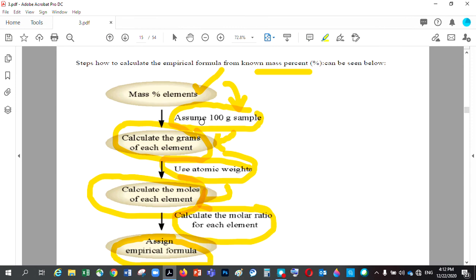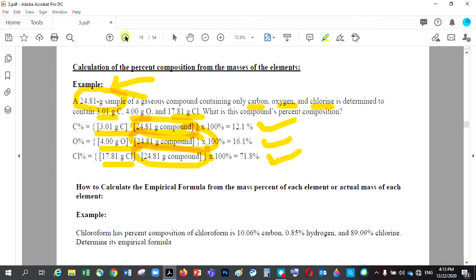This slide. You get the mass percentage of each element in 100%. So you assume this is 100%, 100 grams. You divide each element's grams by its atomic mass to get the number of moles. And then at the end you divide by the smallest number of moles. Correct? So let's go back and look into this.